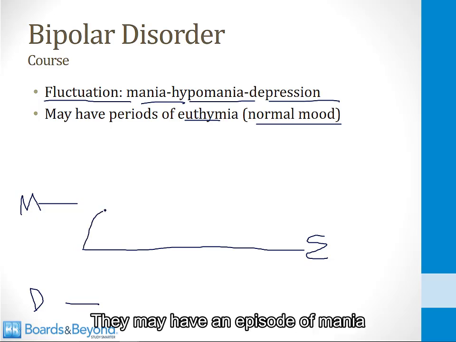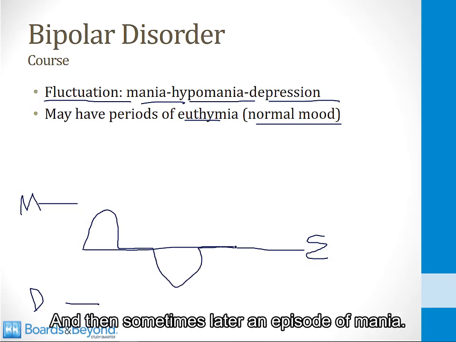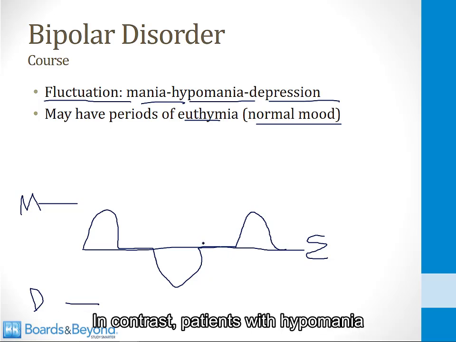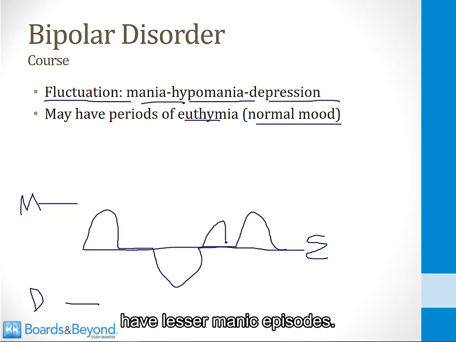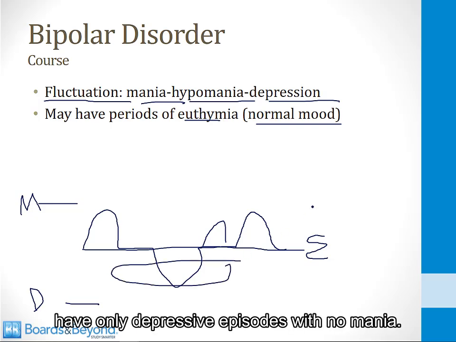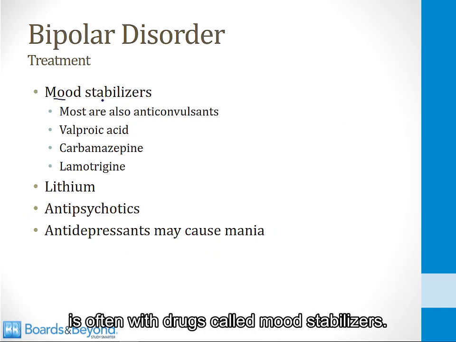They may have an episode of mania, followed by a period of euthymia, and then an episode of depression, and then sometimes later an episode of mania. This is what bipolar disorder looks like. In contrast, patients with hypomania have lesser manic episodes, and patients with major depressive disorder have only depressive episodes with no mania. The treatment for bipolar disorder is often with drugs called mood stabilizers.